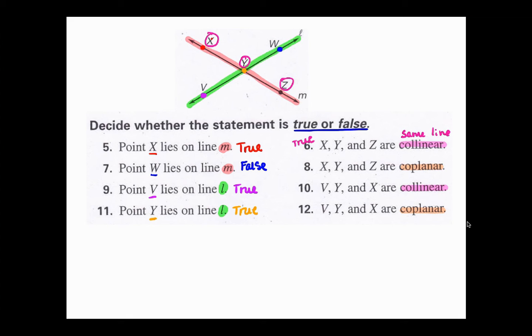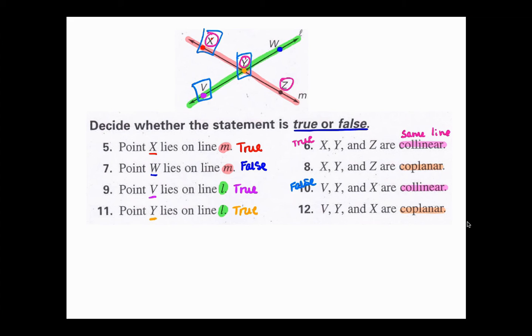The other one that is collinear is looking at V, Y, and X. V and Y are on the same line, X and Y are on the same line, but there is not one line with all three of them. So this one is false. These are non-collinears. And then we get to the one about coplanar.